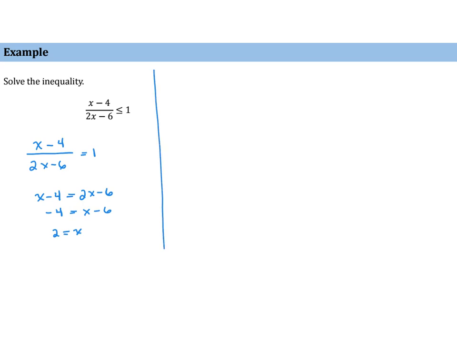But now, let's go ahead and look at any values for which the denominator would be 0. So we get 2x minus 6 equals 0. That would yield x equals 3. So let's draw our number line. x equals 2 is a solution to the equation. And then x equals 3 is not allowed. So what I'm going to do is make a hole there at x equals 3, just to remind myself never to allow that value.